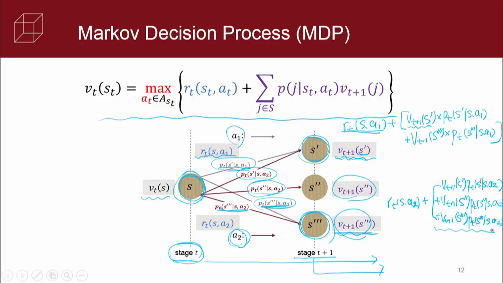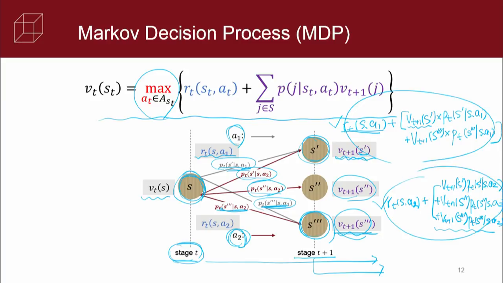So you have this one and this one, and we take the maximum among these two values, right? You choose either A1 or A2, whichever maximizes this value. So you should compare this value and this value and take the bigger one. That is the value of Vt(S). All right?